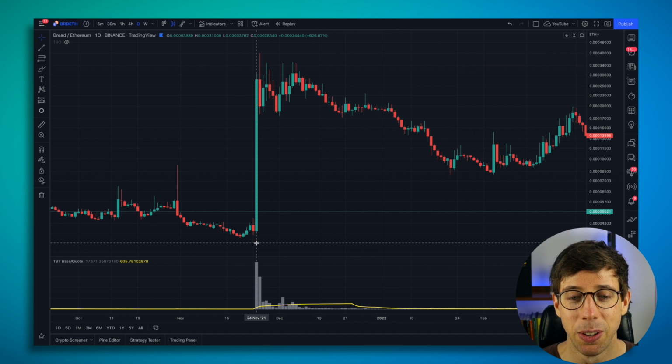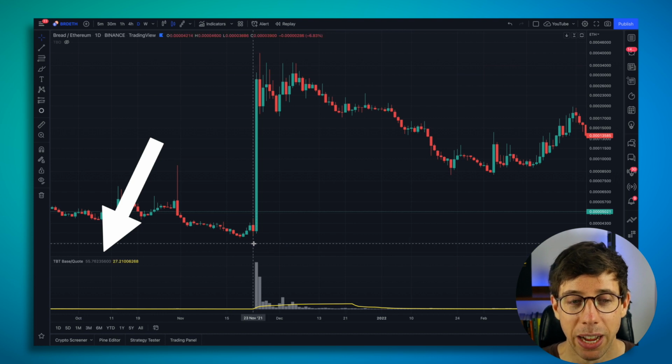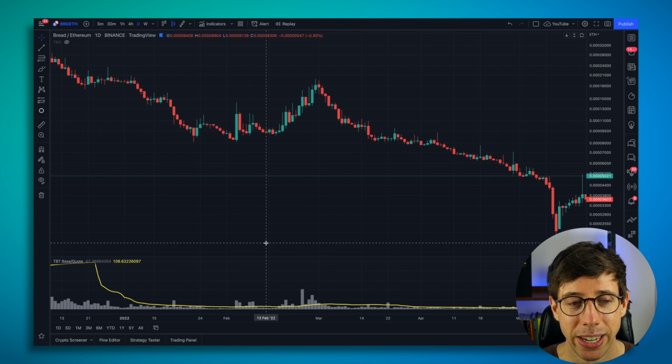On this day, November 24th, 17,000 Ethereum were traded. Look at the smooth moving average. It's at 27, and then boom. Of course, the price shot up 600%, but you get the idea. And then it soon dropped way down.